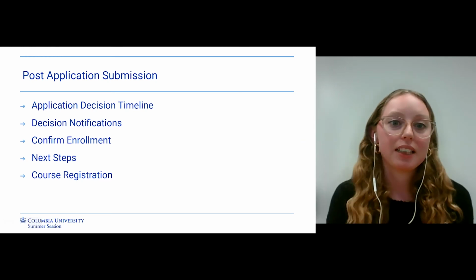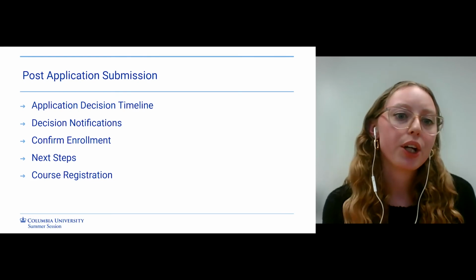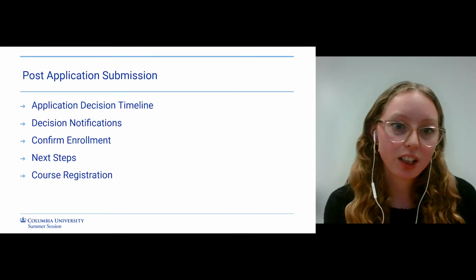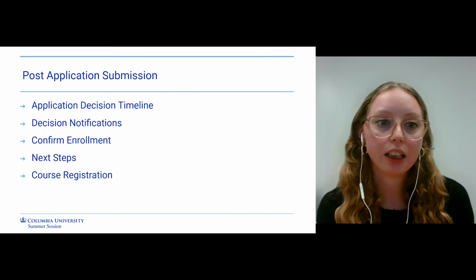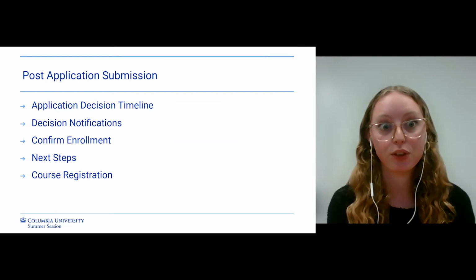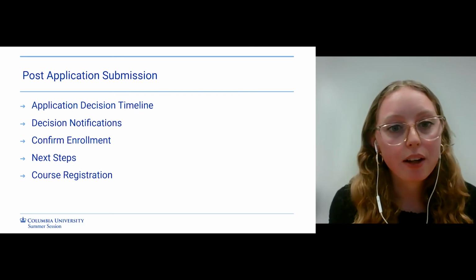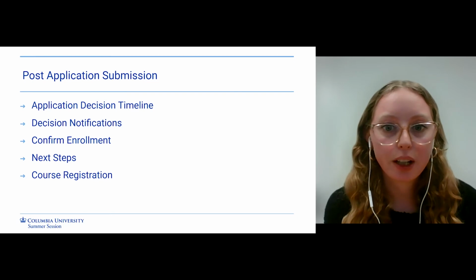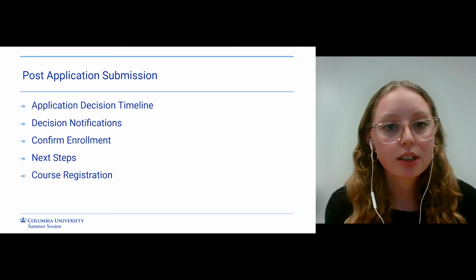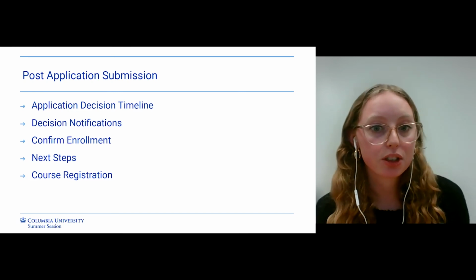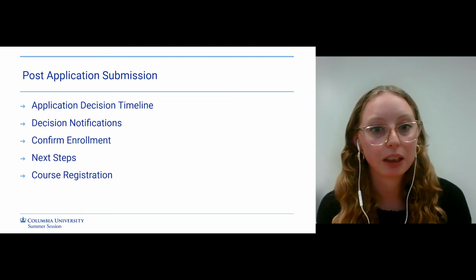Once your application is complete, it can take up to 2 to 3 weeks to receive a decision. Students will receive a decision notification via email and must log into their application portal to view their decision. You must submit an enrollment form available on your application dashboard and reply yes to confirm enrollment. All students applying to one of our summer certificates must place an enrollment deposit before registration information is emailed.